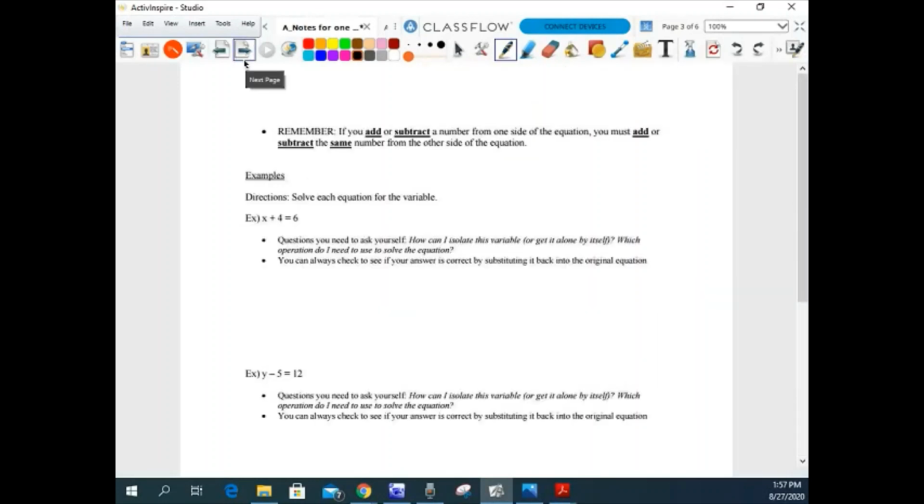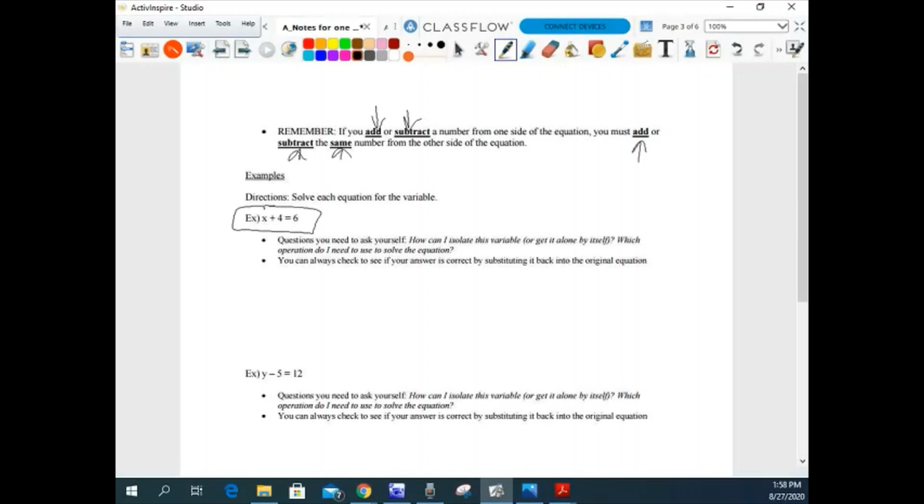All right? If you add or subtract a number from one side, you must add or subtract the same number from the other side of the equation. These are very important things, okay? So let us go into this example right here.